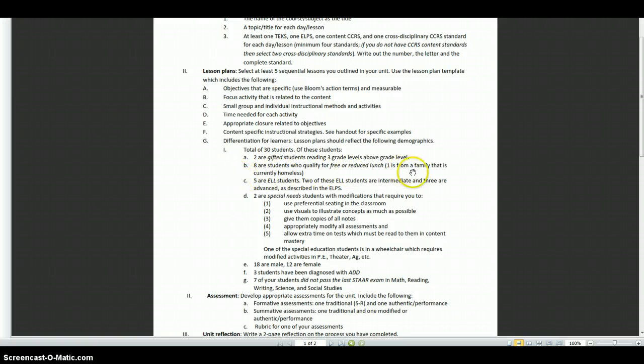For this section that we're looking at, language learners, in part C here, you've got 5 language learners. And this information is basically what you have to do to deal with your language learners. It says here 2 of them are at the intermediate and 3 are advanced stages of language acquisition. So that's something you need to keep in mind when you're working on your lesson plans, and in your accommodations section you'll be addressing all of these students.